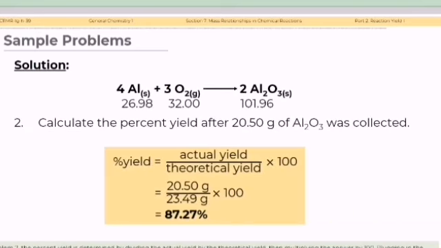For problem number 2, the percent yield is determined by dividing the actual yield by the theoretical yield, then multiplying the answer by 100. Plugging in the given 20.50 grams as the actual yield and the calculated value of 23.49 grams as the theoretical yield, we get the answer of 87.27%.